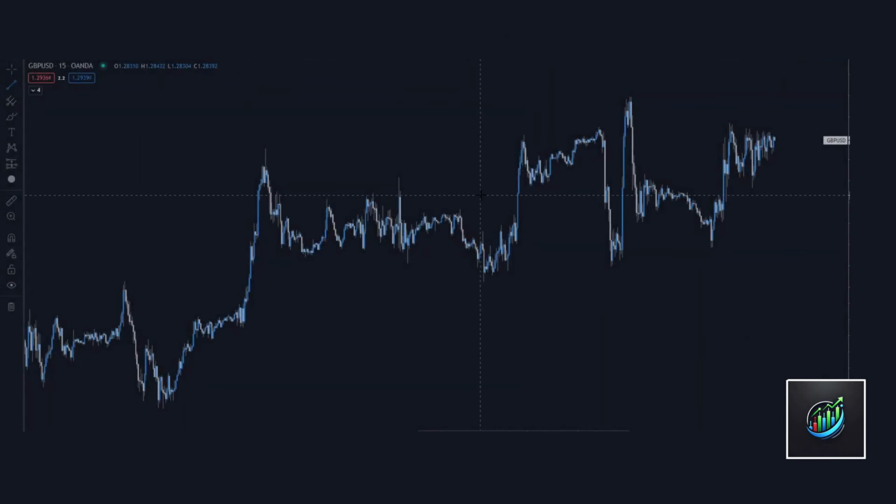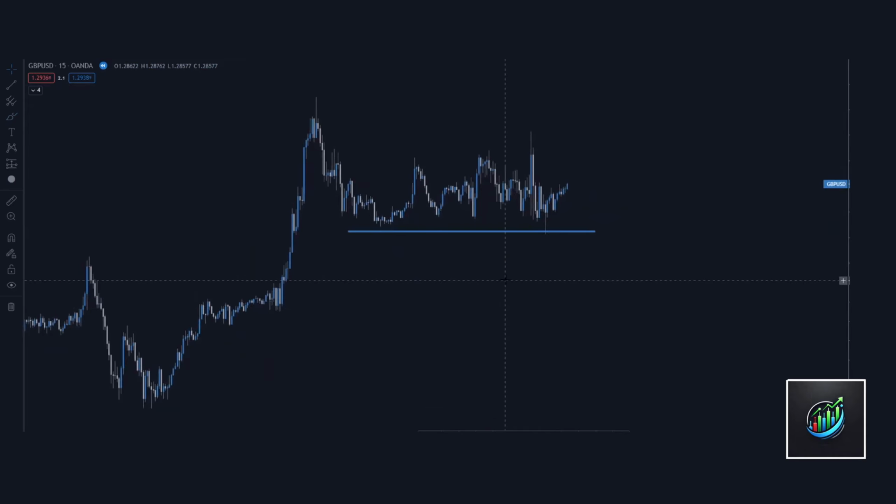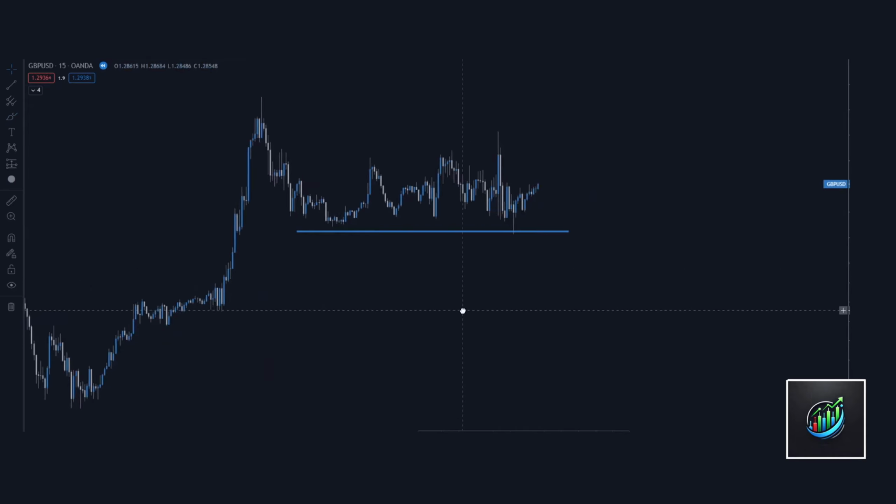If we use pound US dollar as an example, what we'd be looking for is essentially equal lows and equal highs. And basically what these represent is when we are trading retail-based strategies, or strategies that any new trader learns when they first start out, usually it surrounds support and resistance, and double bottoms and double tops.